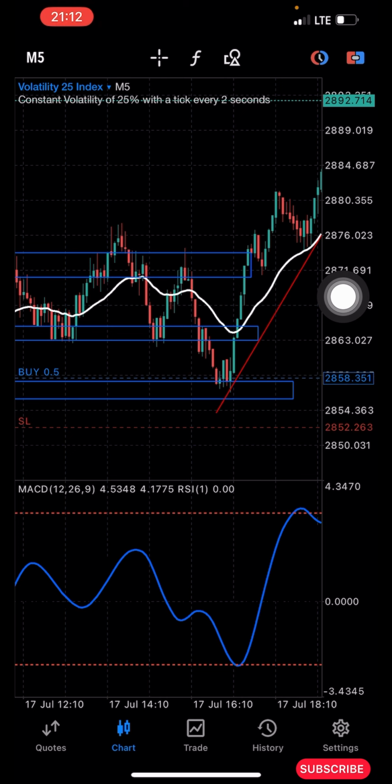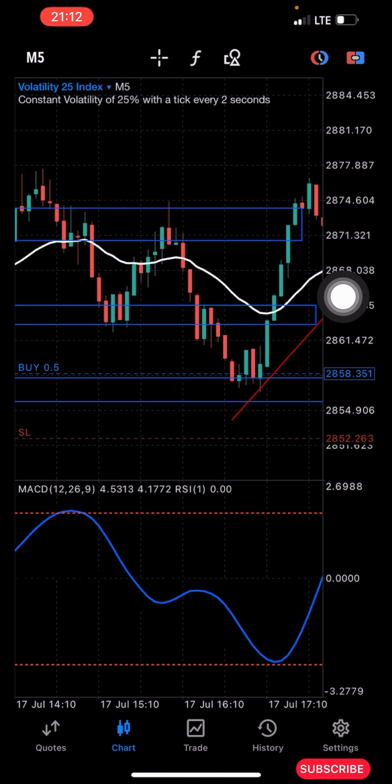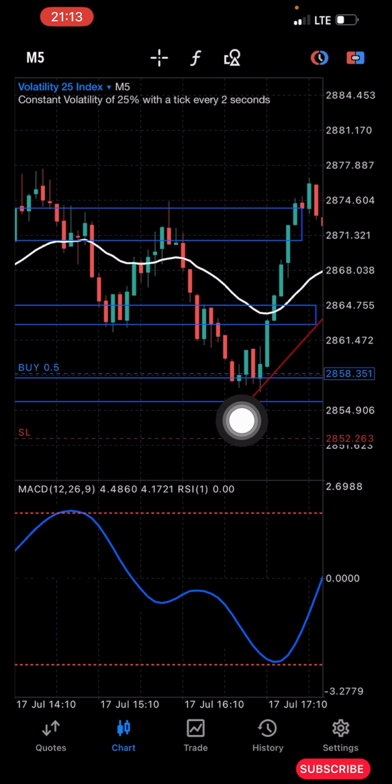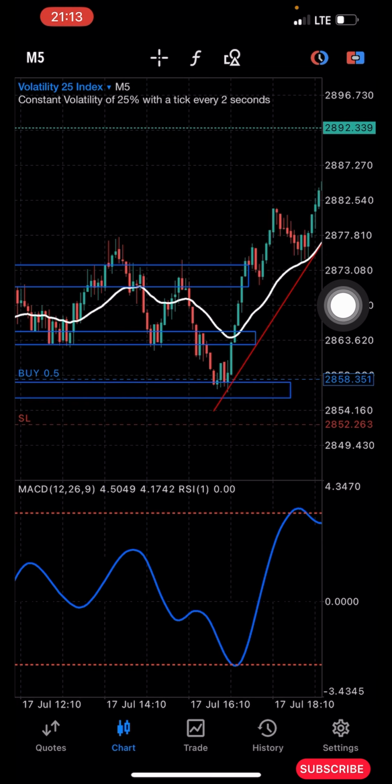Let me zoom in a little bit so that you see what I'm talking about. So you can see there's this structure here. Once price breaks successfully, like this candlestick here was the one that breaks above the structure, you can take your buy from this area, place your stop loss below this area, and hold till your TP area. So this is how you do this thing.